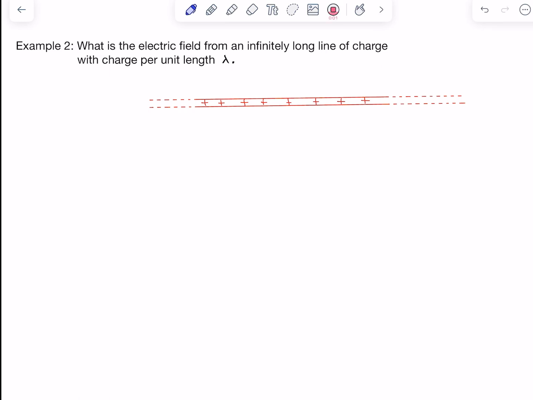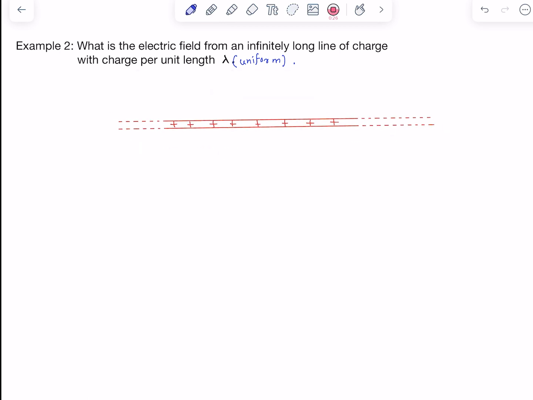Example 2 is: what is the electric field from an infinitely long line of charge with charge per unit length lambda? And lambda here is uniform. That's given in the equation, but I had not written that out here, but consider lambda to be uniform. Now, why must there be an electric field because of this?